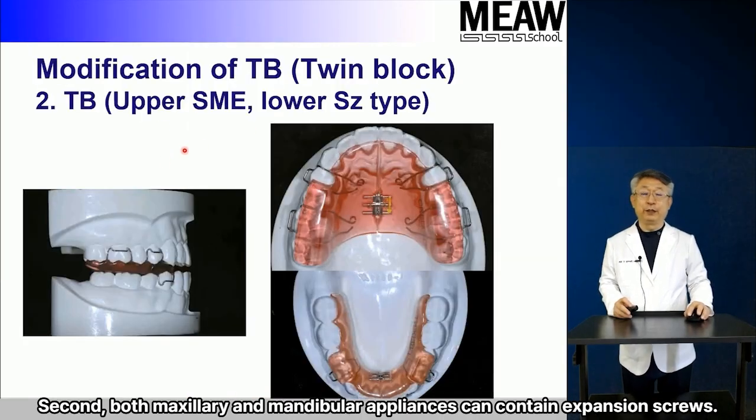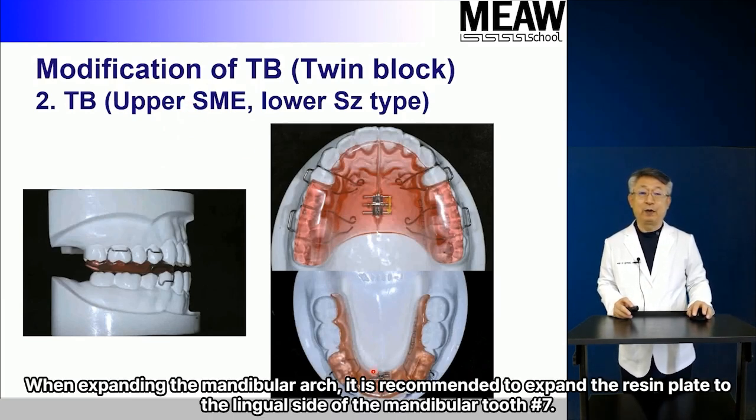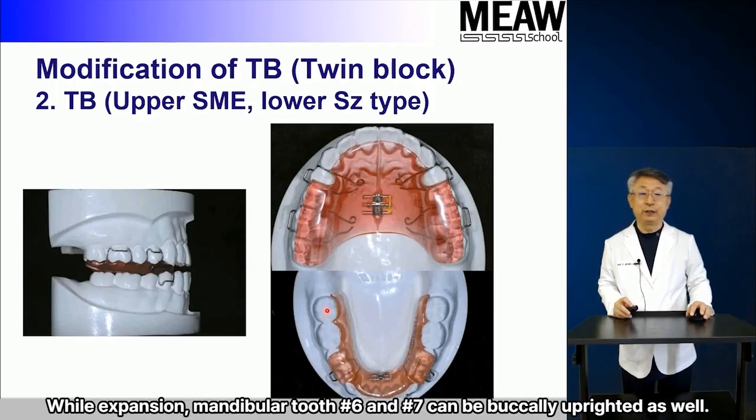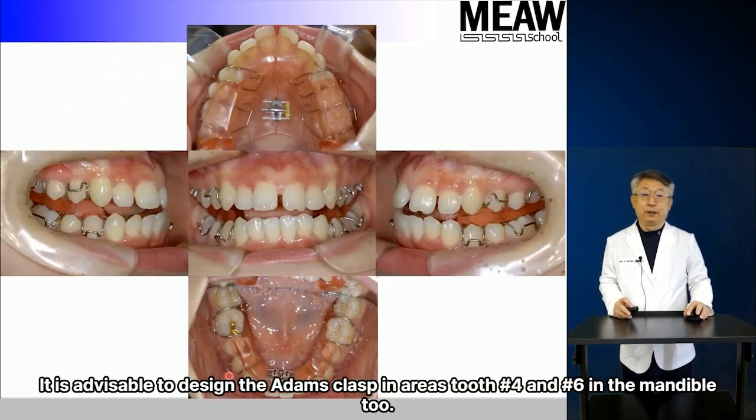Second, both maxillary and mandibular appliances can contain expansion screws. When expanding the mandibular arch, it is recommended to expand the resin plate to the lingual side of the mandibular tooth number 7. While expanding, mandibular tooth number 6 and number 7 can be buccally uprighted as well. It is advisable to design the Adams clasp in areas tooth number 4 and number 6 in the mandible too.